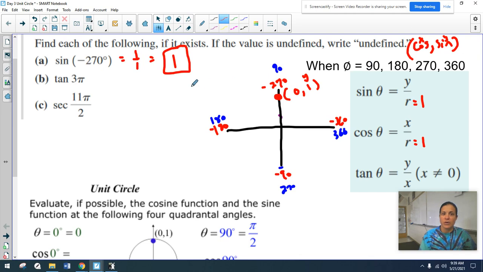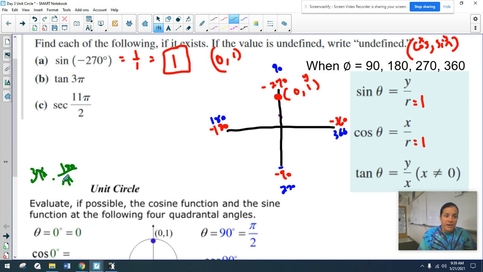You can't really show your work on this, but I want you to show me which coordinate you used. So this one I used 0, 1. Okay? Tangent, we have 3 pi, so I have to change that. Some of you might understand and be able to tell where 3 pi is, because I told you that this was 2 pi. So 3 pi is going to be at 180. If you can't understand how I did that in my head, then don't worry, just convert.